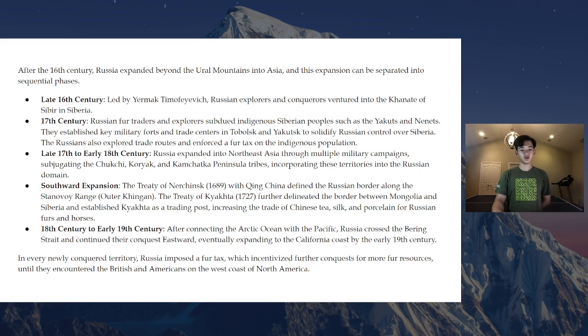Starting with a brief history and timeline of Russia and its expansion, ranging from the late 16th to early 19th century, where they had a series of explorers and conquerors, and they expanded to the different territories to the east, where the fur trade also played a huge role, because basically Russia would impose a fur tax, and this incentivized further conquests for more fur resources.